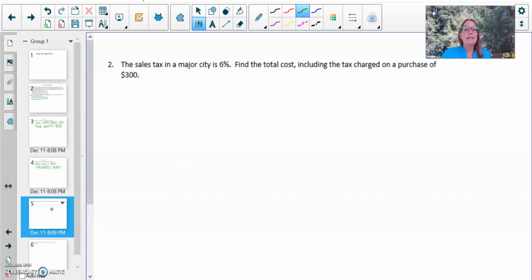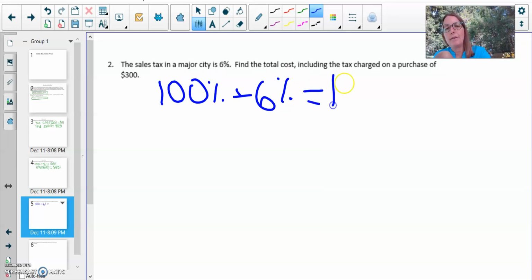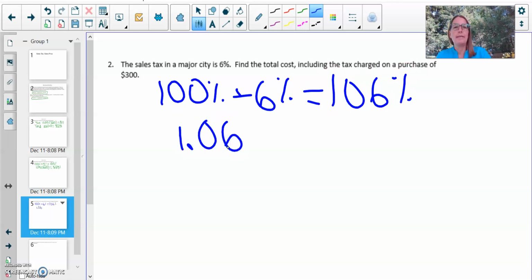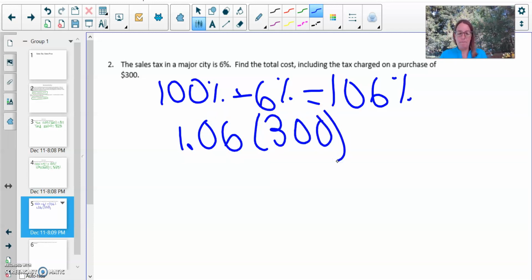Okay, the sales tax in a major city is 6%. Find the total cost including the tax charged on a purchase of $300. So it's tax, so we're doing a percent increase. So I would do 100% plus 6%, which is really 106%. Change that to a decimal, 1.06. Multiply it by the price before tax, $300. Use my calculator to multiply it out. The total amount including tax would be $318.